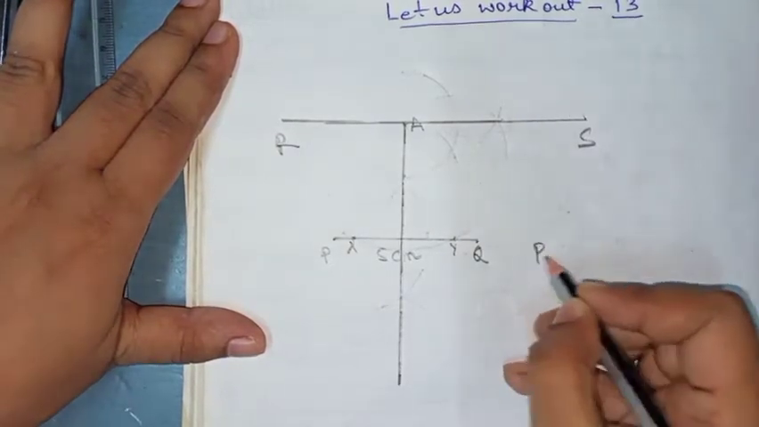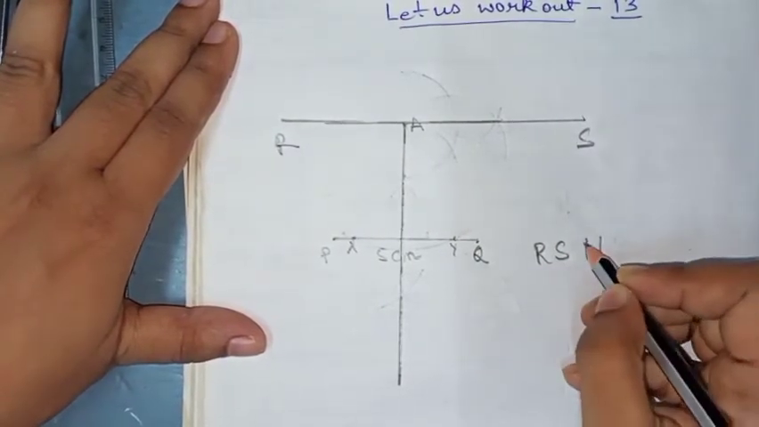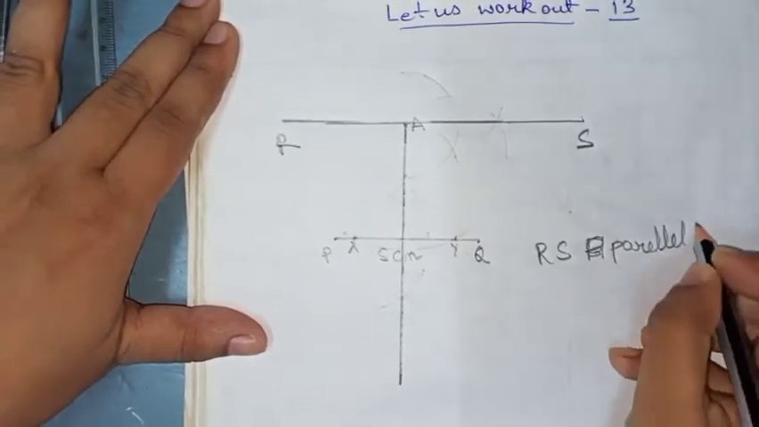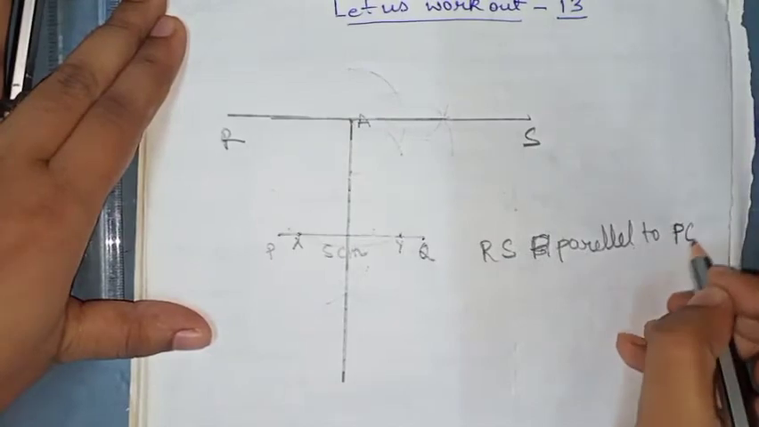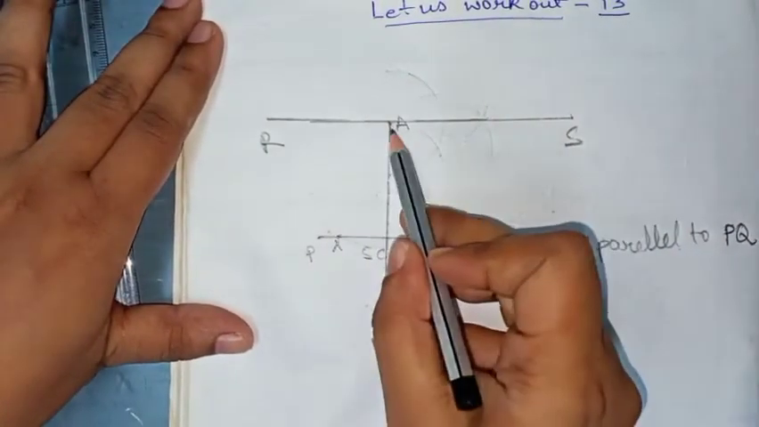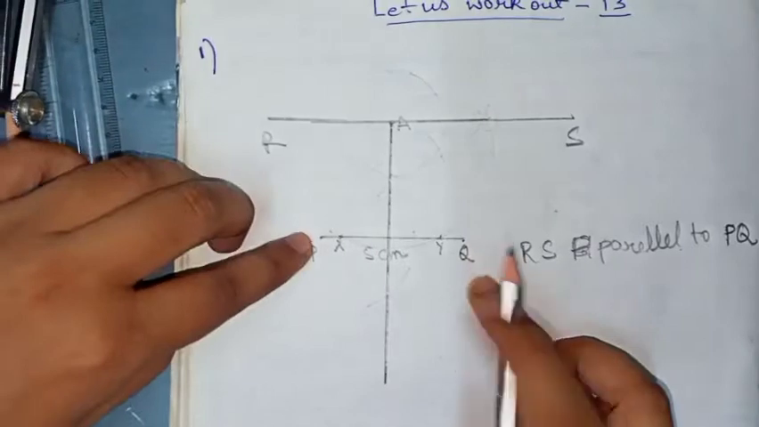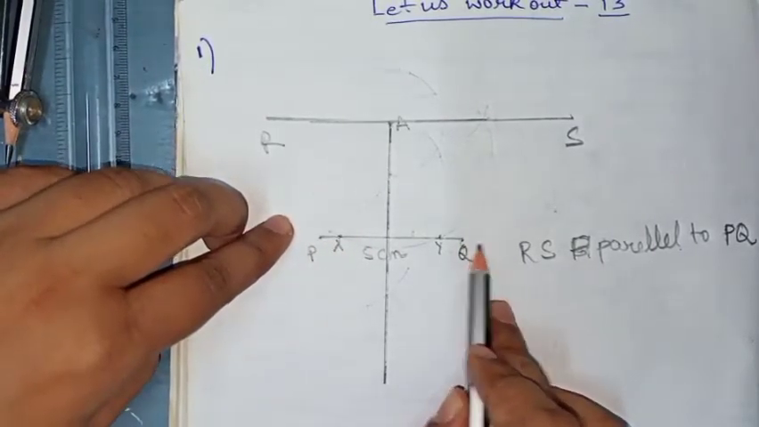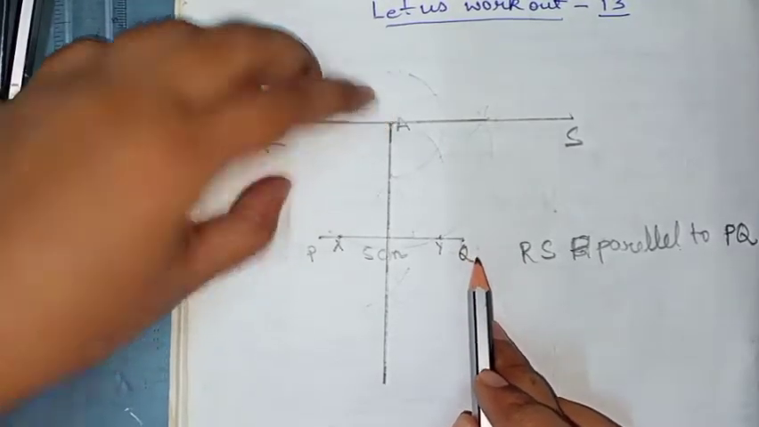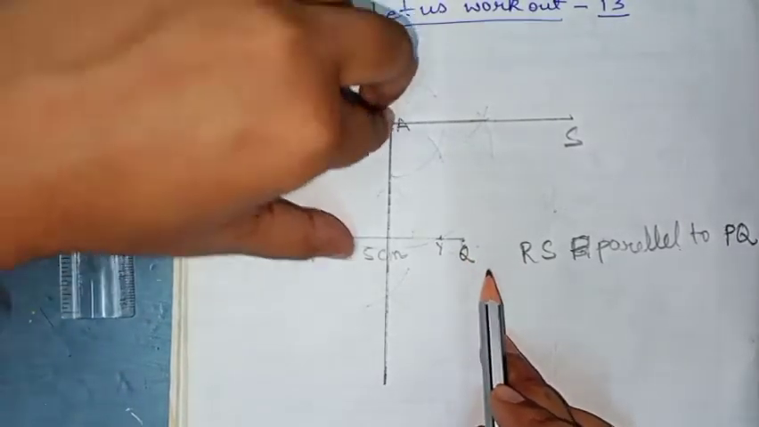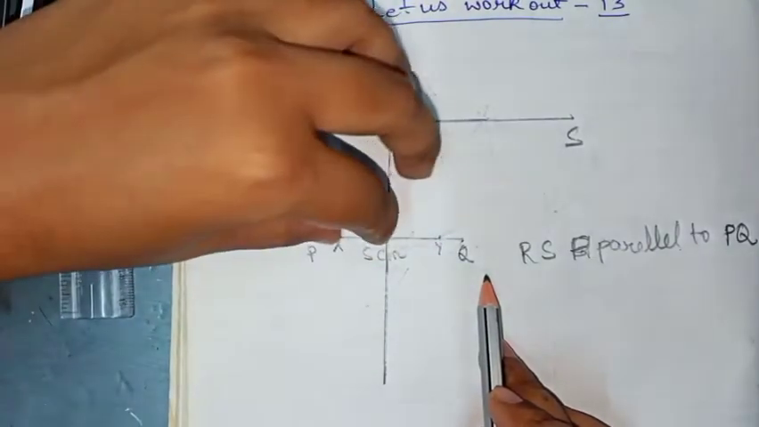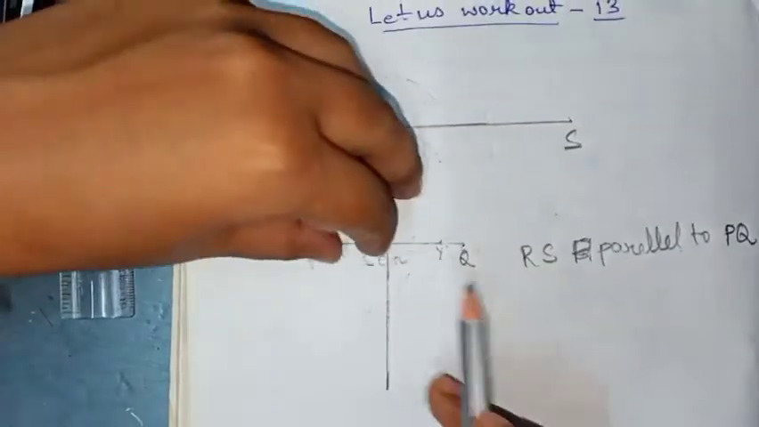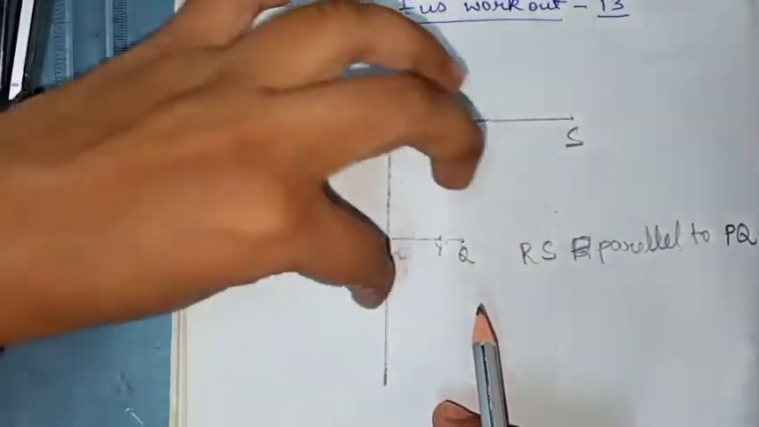This RS is parallel to PQ. So what will you write? RS parallel, or you can write parallel, it will be better, parallel to PQ, because they are telling you to draw a line from the external point A which is parallel to PQ. So PQ is a line segment. First we are drawing the 5 centimeter PQ. Then I am taking one external point A. Taking A as a center, I am making one arc. Okay. Then I am giving XY as the name of the intersection points. Then I will take more than half of XY. I will cut up and down.